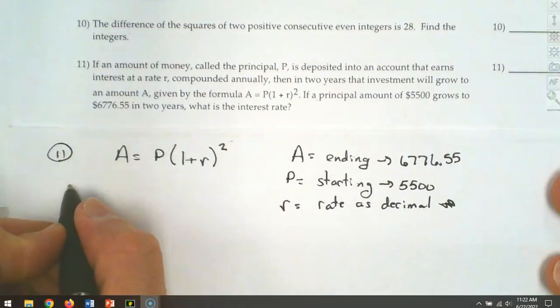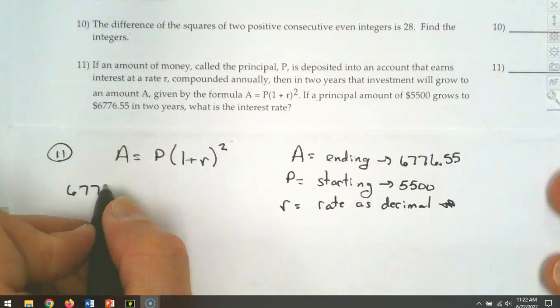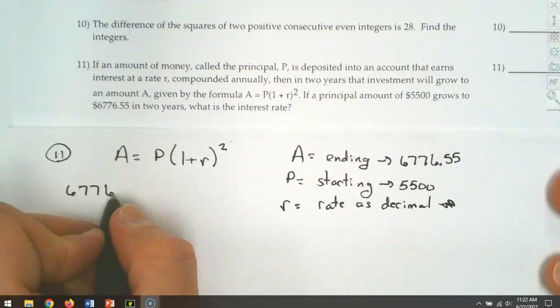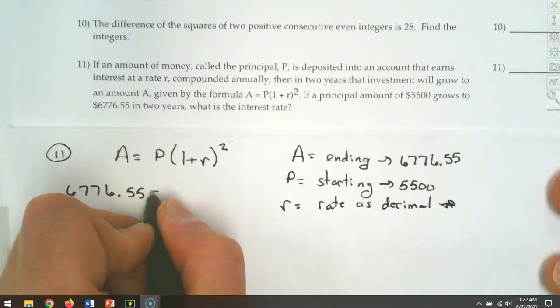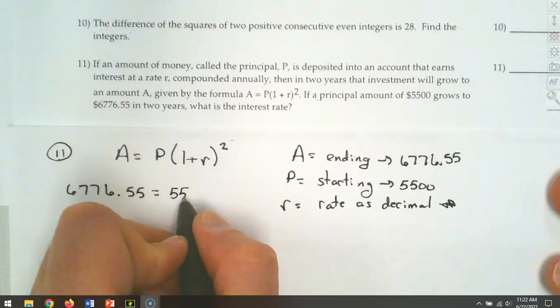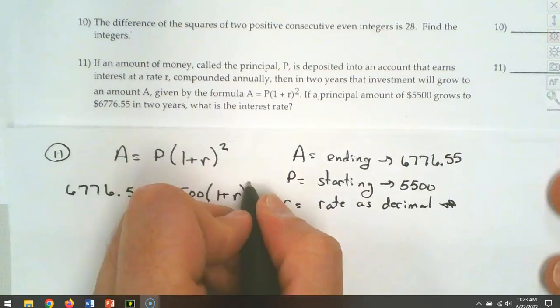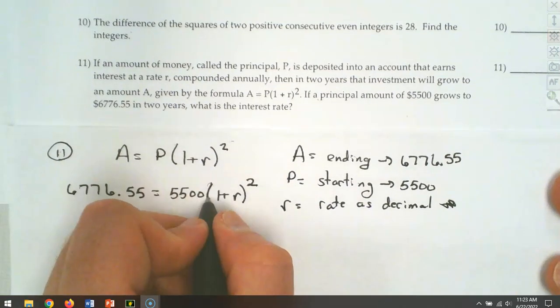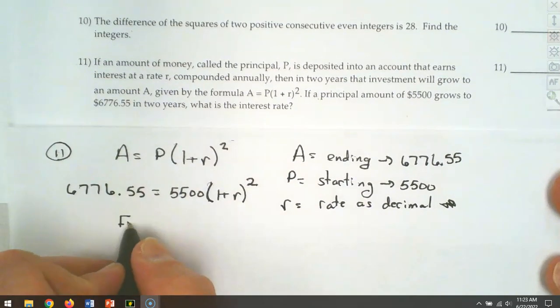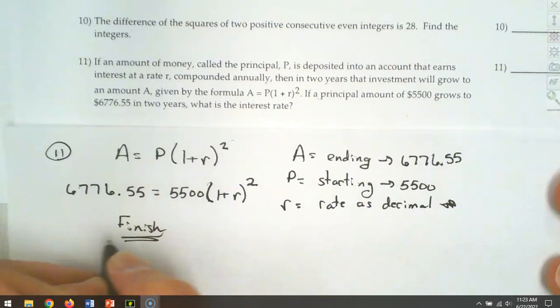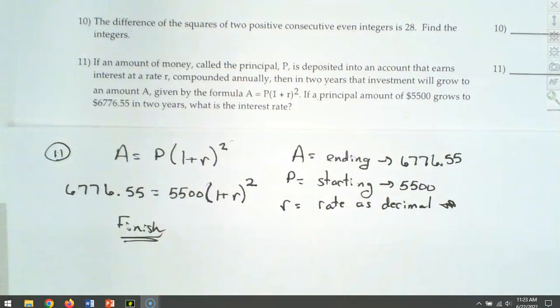So that would give me then 6,767.55. That is going to equal 5,500 times 1 plus R, quantity squared. And I think you can finish it from there. You're going to end up using the square root property. I'll give you that hint. So square root property will be used for that.